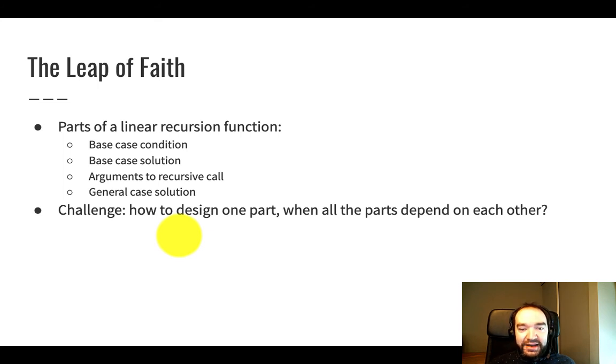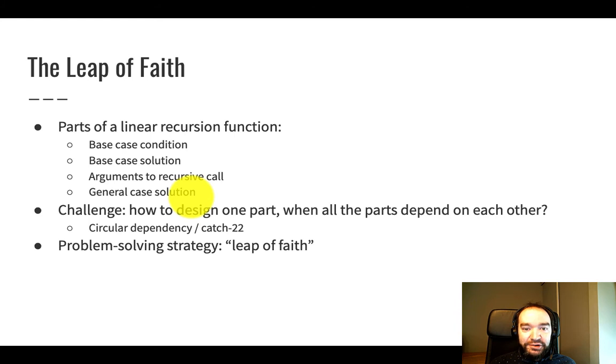You can get into this kind of spinning your wheels thing where you're like, well, I don't know what to do about the arguments to the recursive call because I don't know if the base case works. And I don't know how to write the base case condition because I don't know if the general case solution works. And you can go around and around, and you, the human designer, are kind of getting stuck in a kind of infinite recursion there. So we could call this a circular dependency. That's the term for this kind of situation in computer science. It's also sometimes called a catch-22 based on a novel that describes a similar situation.